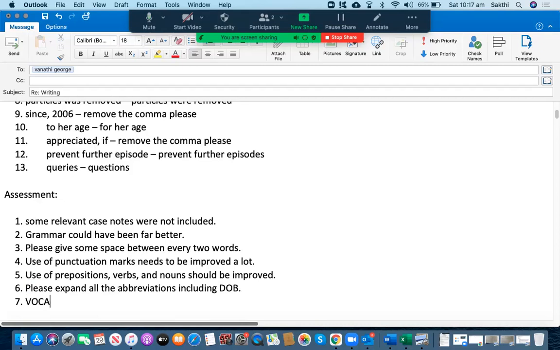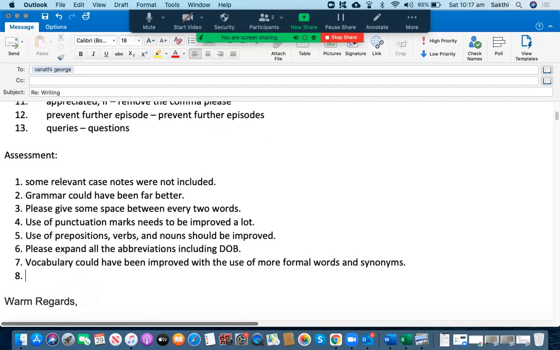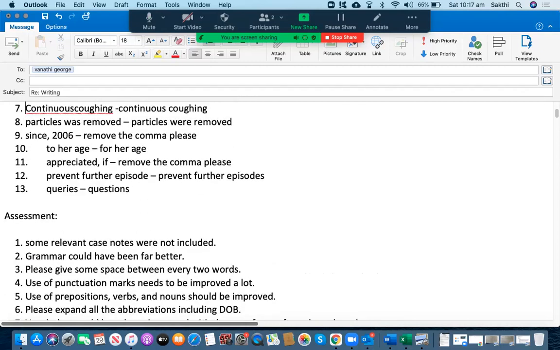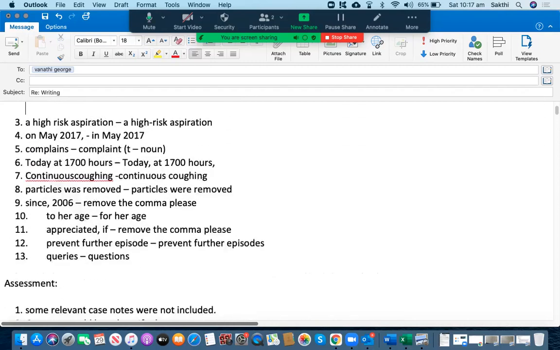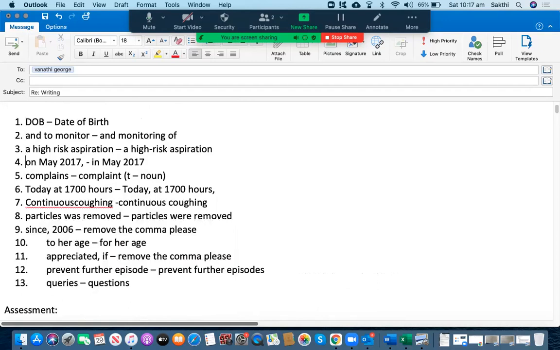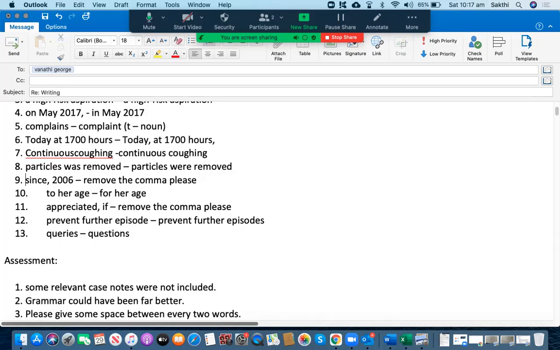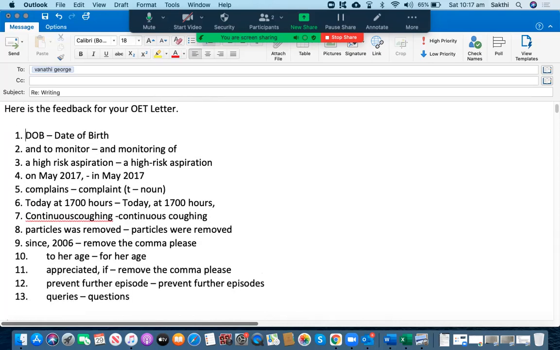Vocabulary could have been better. Vocabulary could have been improved with the use of more formal words and synonyms, okay? Okay, what else? Yeah, some sentences are incomplete. For example, unto monitor, it's like unmonitoring of something, okay?